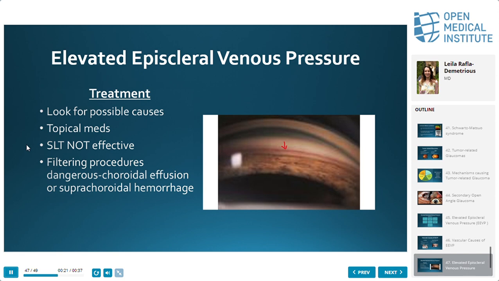Really, you need to look for causes. We want to make sure we're not missing something that could kill somebody, right? So you always want to make sure there's no fistula or anything else there. And again, this is a glaucoma that is not amenable to SLT.